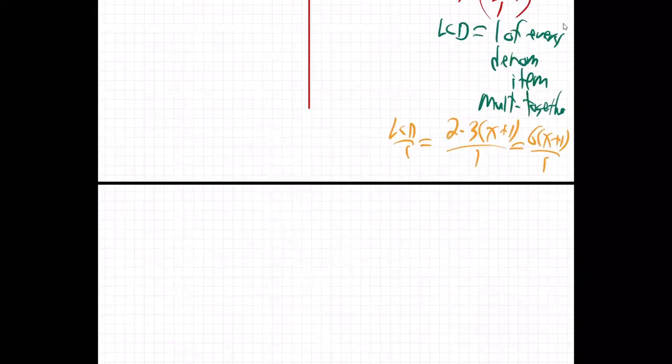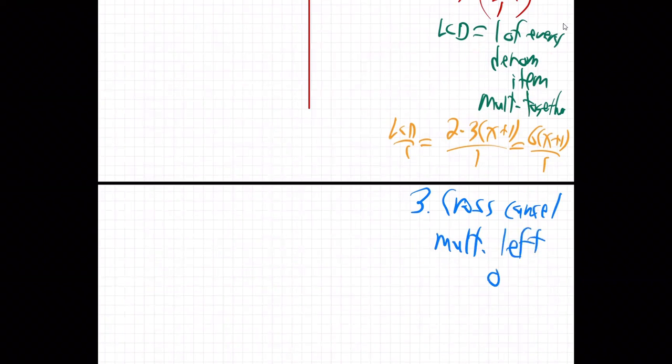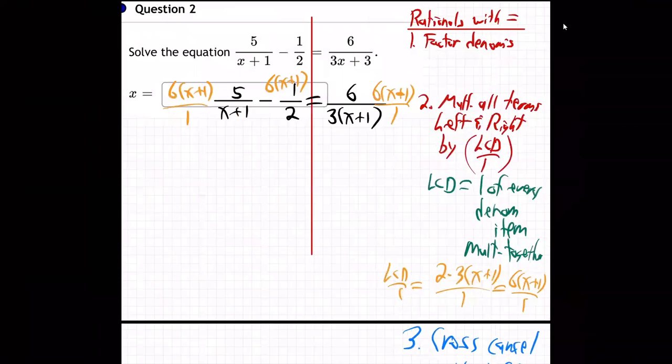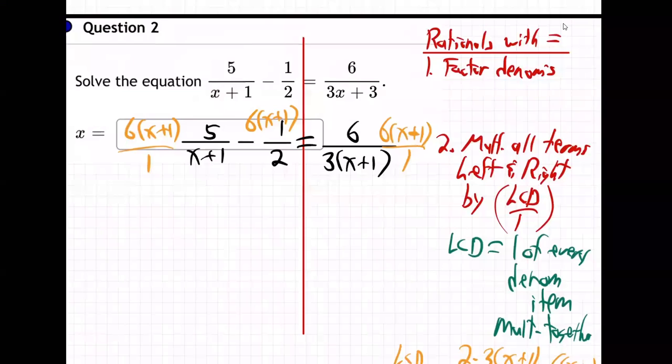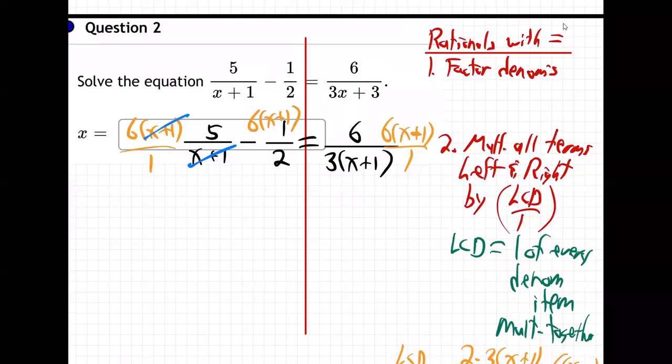Let me write in step 3 for you. Step 3, cross cancel and multiply the leftovers. So whatever's left over, you multiply. So I'm going to go, okay, let me see, back here. I'm going to cross cancel x plus 1, x plus 1. What's left over? 6 times 5, 30, minus. What's going to happen? So far, so good. Am I going too fast? You see that?